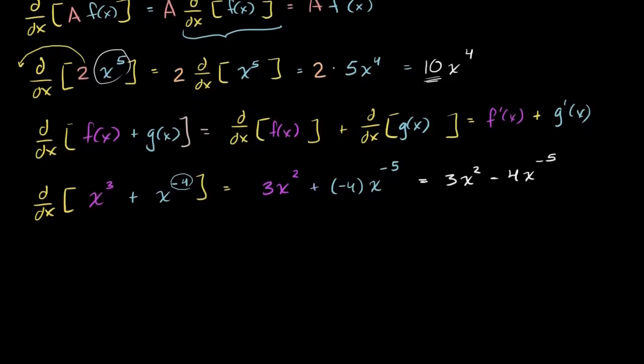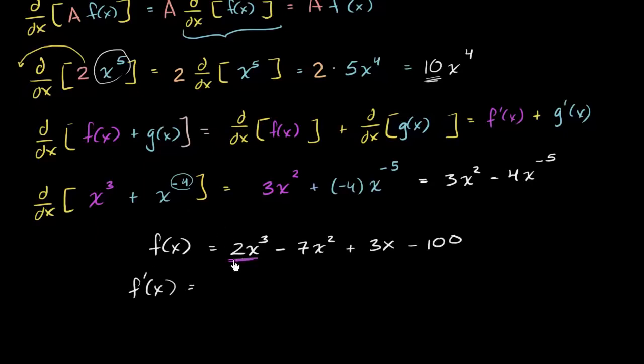So let's say that I have, and I'll do it in white, let's say that f of x is equal to 2x to the 3rd power minus 7x squared plus 3x minus 100. What is f prime of x? What is the derivative of f with respect to x going to be? Well, we can use the properties that we just said. The derivative of this is just going to be 2 times the derivative of x to the 3rd. The derivative of x to the 3rd is going to be 3x squared, so this is going to be 2 times 3x squared. What's the derivative of negative 7x squared going to be?